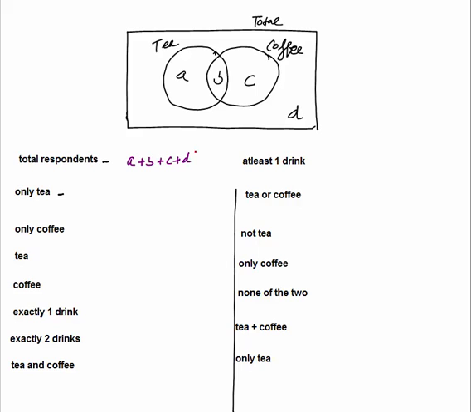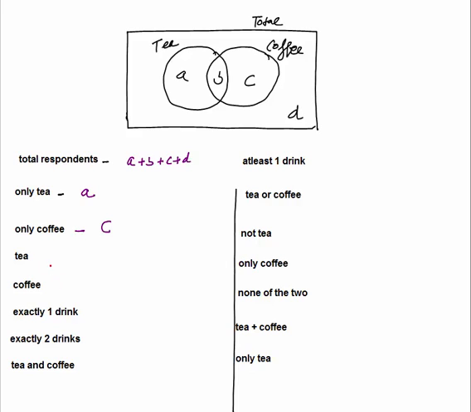When I say only tea, it means the people who like only tea, they don't like coffee. So it will be A, because A represents only tea. B are the persons who like tea as well as coffee, because this is a common region. B is common between tea and coffee. So when I say only tea, it means A are the number of people who like only tea. Same way only coffee will be C. These are the people who like only coffee. B will not be included because B like tea also.